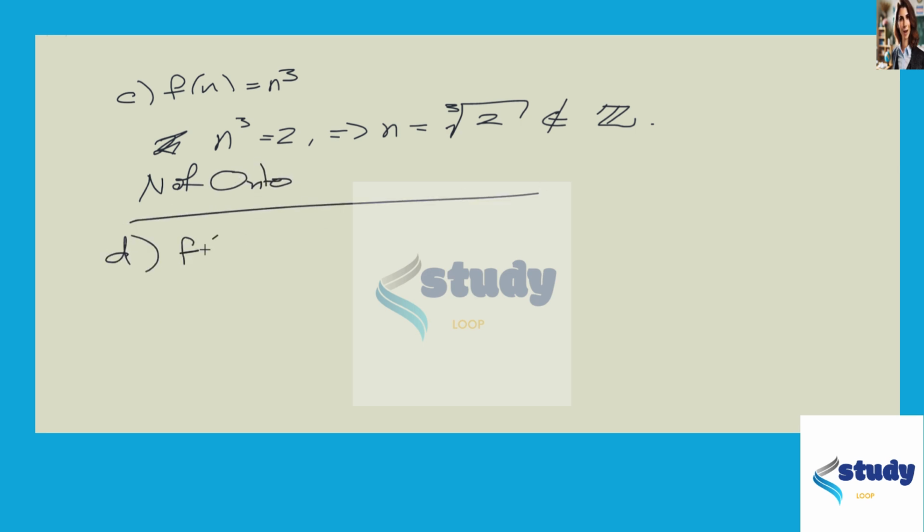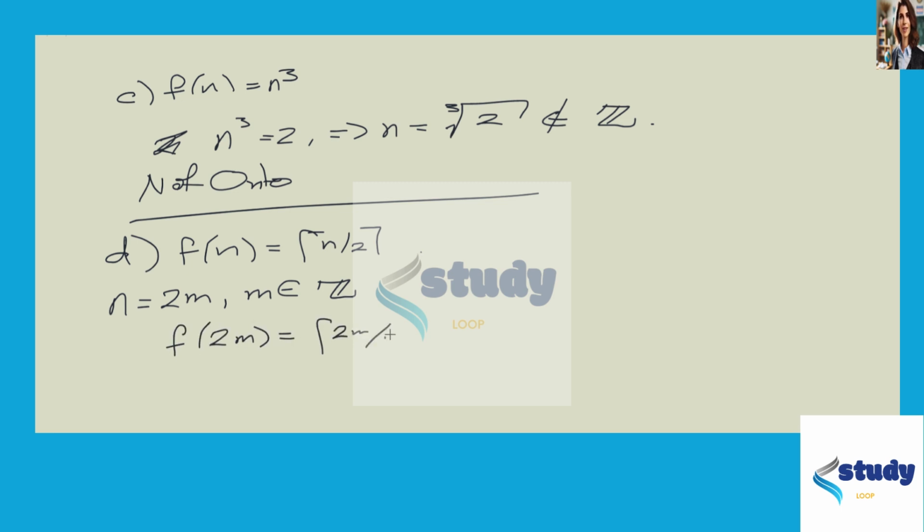Now d, f(n) = ceiling of n divided by 2. This is an onto function. The way we do this is we let n be equal to 2m, where m is an integer. Then f(2m) is the ceiling of 2m divided by 2, so this is the ceiling of m. Now recall m is an integer, so the ceiling of m is just m. Since m are your integers, it follows that you can get the whole set of integers just using this simple transformation. So therefore, this is onto.